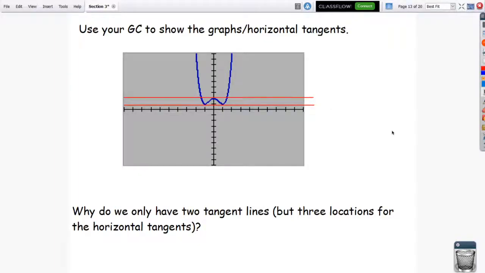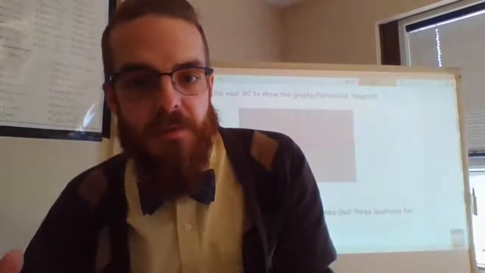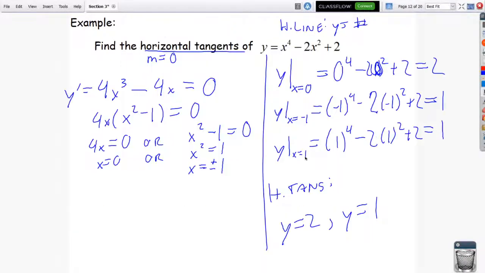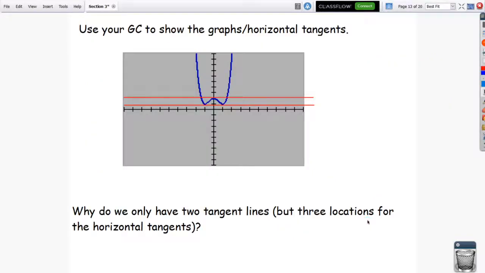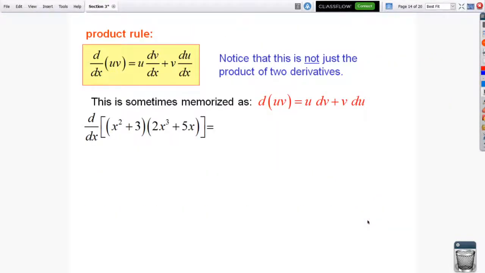All right. So again, what I wanted to emphasize there was the difference between what the horizontal tangent is and what the location of the horizontal tangent is. The location of the horizontal tangent is at x equals 0 or plus or minus 1. The actual horizontal tangents are y equals 2 and y equals 1. So how I would phrase that is the function has horizontal tangents at -1, 0, and 1. Those horizontal tangents are y equals 2 and y equals 1. So again, some tricky vocab that we really have to emphasize here.